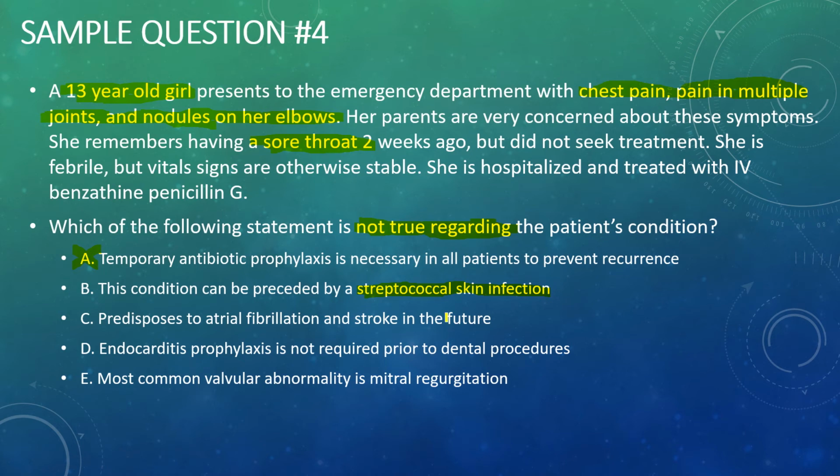Predisposes to AFib and stroke in the future? True. Remember, the most common valvular abnormality in rheumatic fever is mitral regurgitation, which is true. But over time, because of calcification and further damage to the valve and fibrosis, it can lead to a mitral stenosis. And that can cause the atria to enlarge, leading to fibrillation due to stretching of the atrial electrical fibers. And that can lead to a stroke in the future due to clot formation.